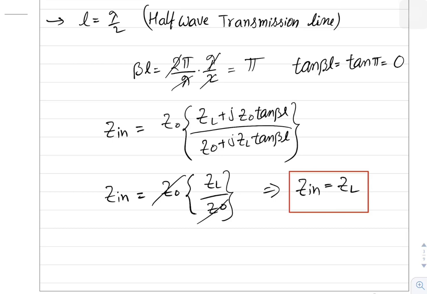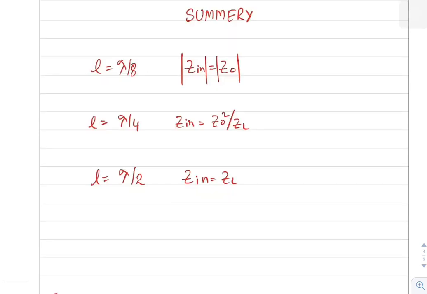In this case, there is no need for you to worry about characteristic impedance of the transmission line ZO. If you take the length of the transmission line as lambda by 2, that is half wave length transmission line, then the properties of the transmission line will never come into picture while finding out the input impedance of the transmission line. Let me summarize.